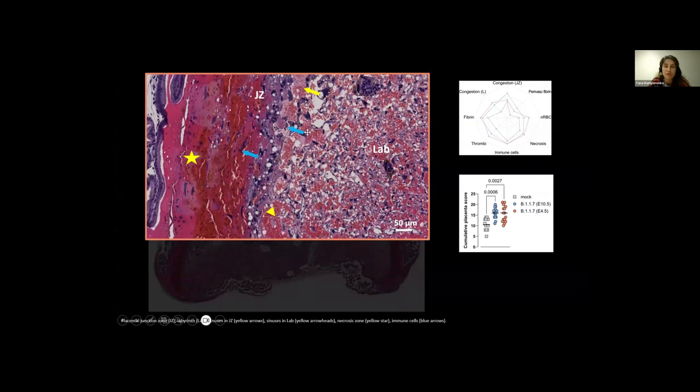And okay, what can we do? We decided to score it based on certain 8 features that we decided were most important based on other publications: congestion of those sinuses, fibrin deposition, immune cells, thrombi, necrosis. And indeed, we see that the placentas from the infected dams had a cumulative pathology score which was much higher compared to the non-infected ones. And so this was our approach to histologically quantify all of this data.